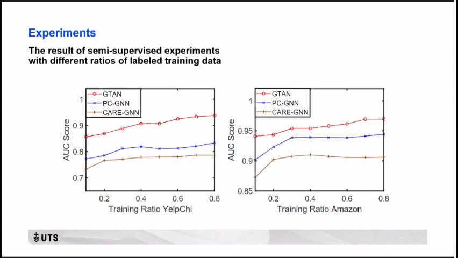To further evaluate the performance of our model in the semi-supervised experiment, we changed the ratios of label data during the model training period. We report the AUC score of our model and other models in this figure. Due to space constraints, we select some representative baselines to compare with our model. We can observe that our model stays ahead of other methods, no matter how many ratios of labels.